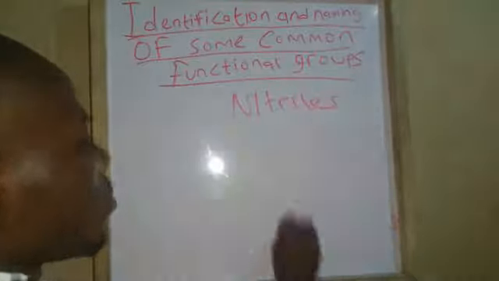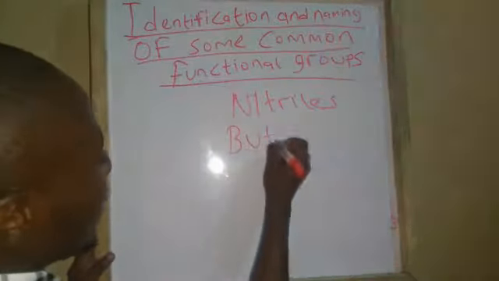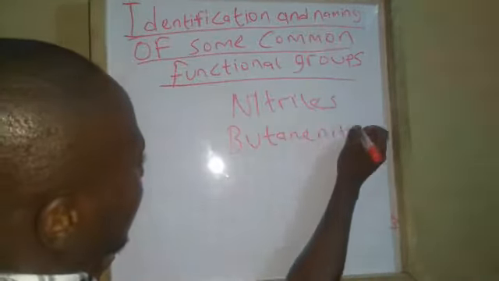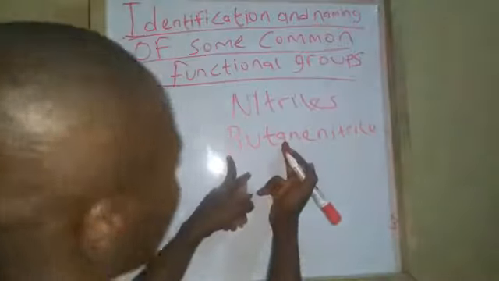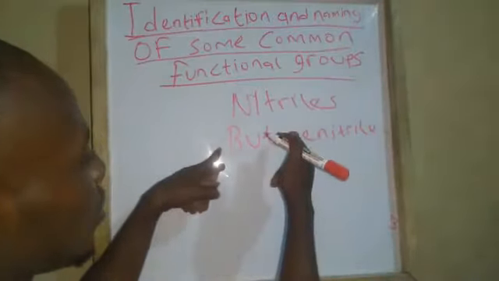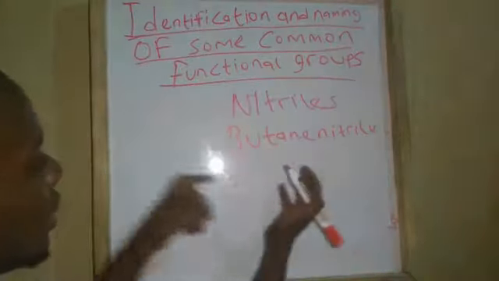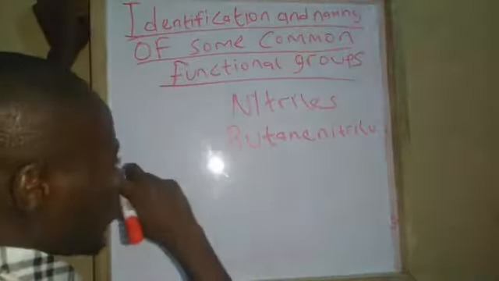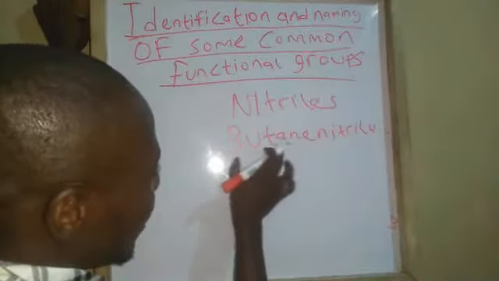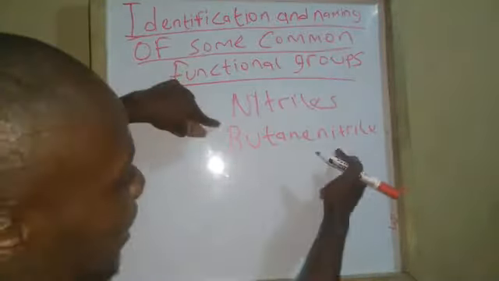Now let's go. If I tell you to write the structure of butane nitrile, let me write it. Butane nitrile. Are you getting it? So if I say write the structure of butane nitrile, all you need is a propyl, join it with the CN part, then you have butane nitrile already. So this is telling you that you must not have more than 4 carbons there. Are you getting it? Now let's go. Butane nitrile. I want to write the structure of butane nitrile.